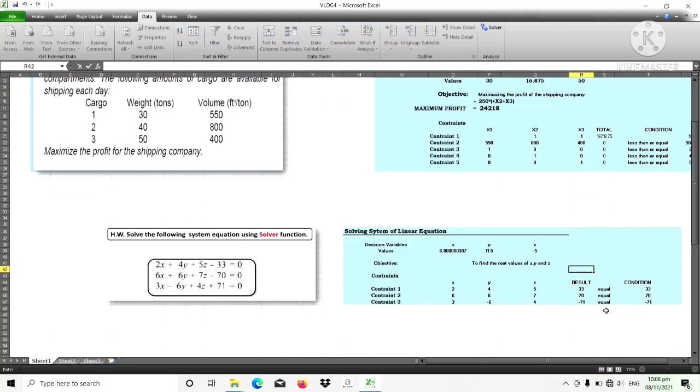So as we can see, our result is equal to the condition, so that's solving the system of linear equations. And by the way, the value of x should be 6.0000307, the value for y is 11.5, and z is -5.